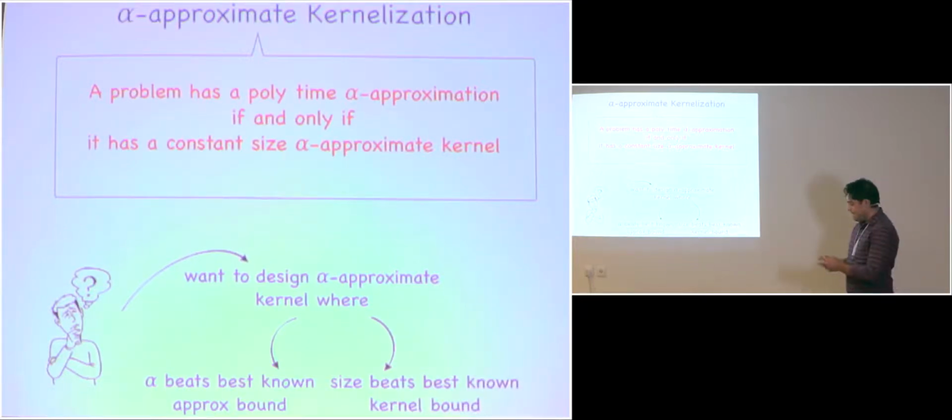So the alpha that you always think about aiming for should always be better than the best known approximation factor. And similarly, the size of the kernel that you're aiming for should, for pretty much the same reason, always be better than the best known polynomial kernel.